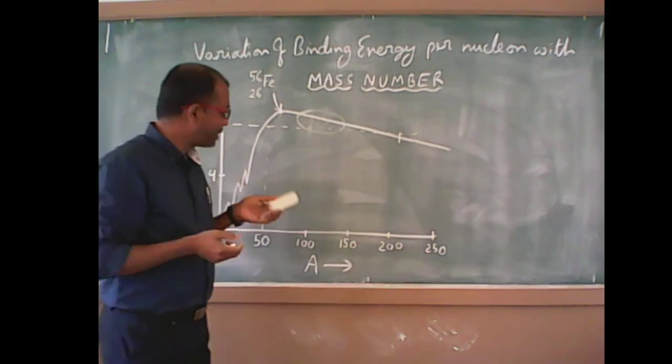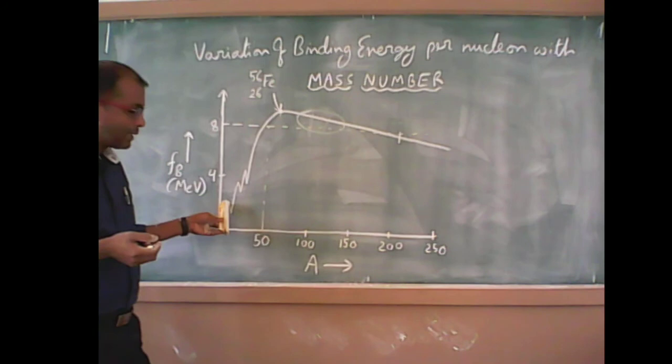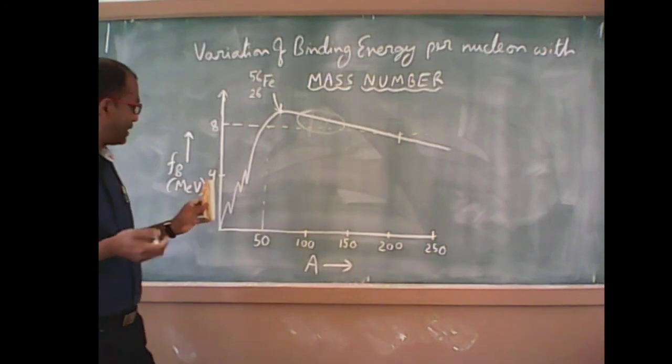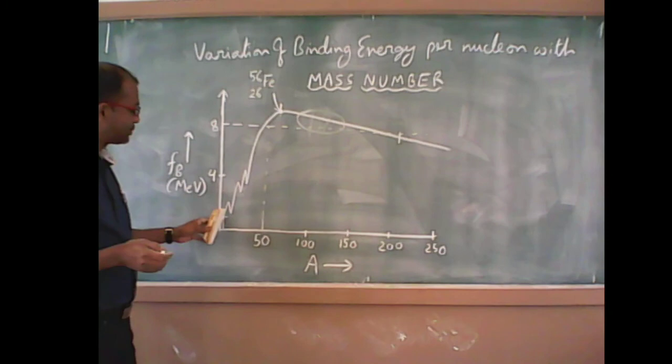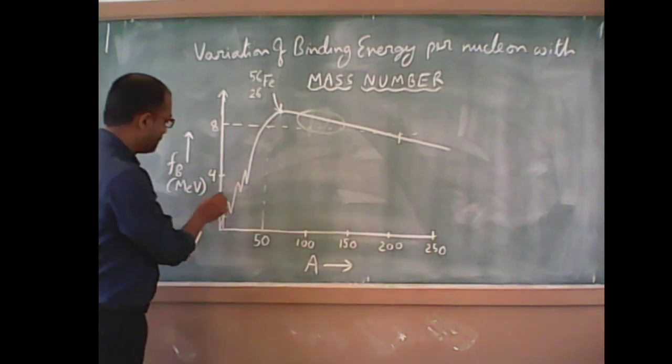The other way around, fusion, same thing happens. Lighter nuclei combine together to form heavier nuclei. Let me say 4 hydrogen, hydrogen will have A equal to 1, somewhere here. 4 hydrogen come together to form a helium. So helium comes somewhere here, upper.